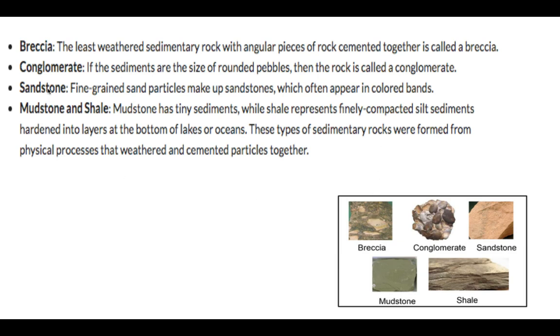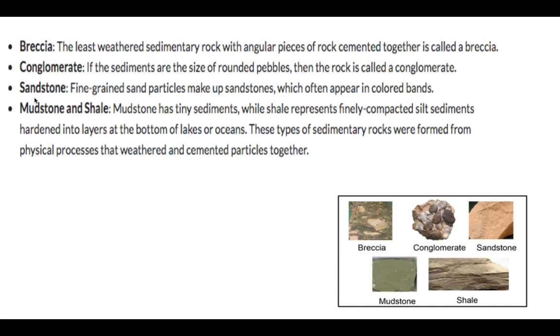Then we have conglomerate. If the sediments are the size of round pebbles, the rock is called conglomerate. So this is when it looks like a whole bunch of rocks are stuck together by some sort of cement, but this actually happens naturally and it is a sedimentary rock.